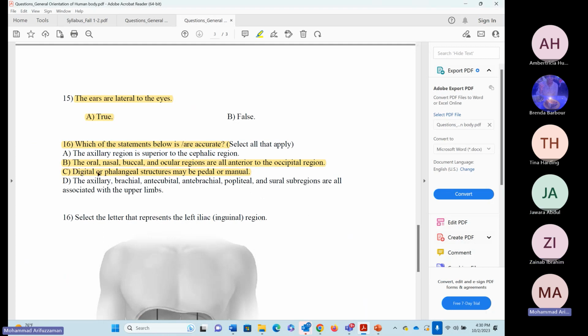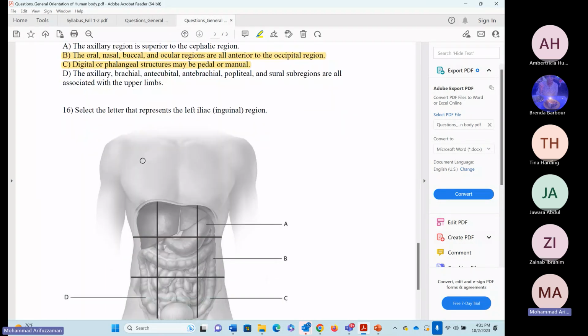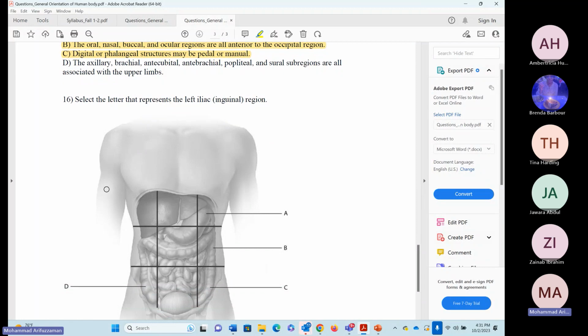Now the digital or phalangeal may be pedal or manual. Pedal means foot. And manual means hand. So the digital and phalanges may be pedal or manual. Is it clear? In the TEAS exam you will not find this type of question, but I added this to explain the regions of the body.